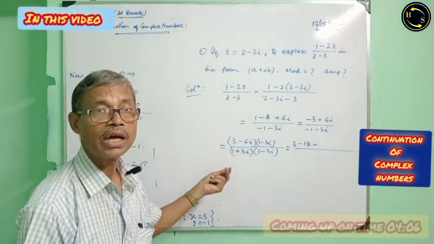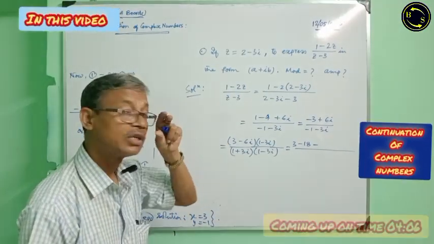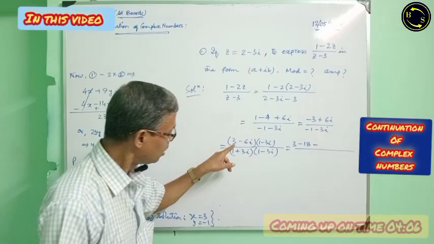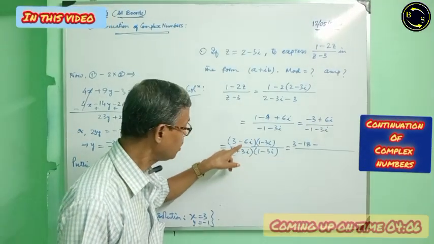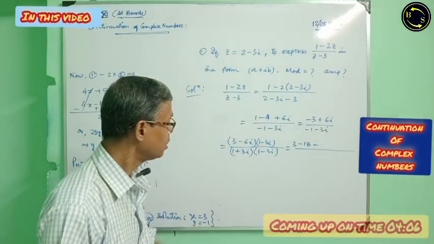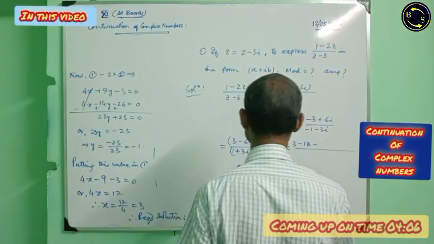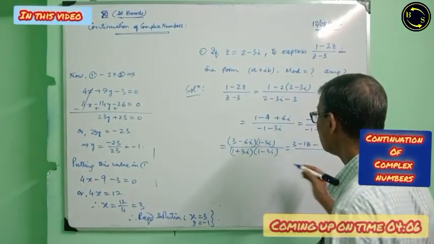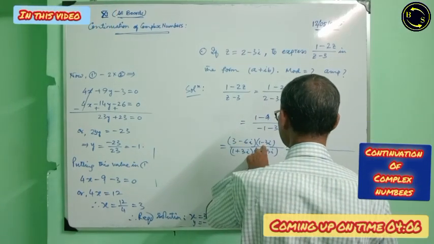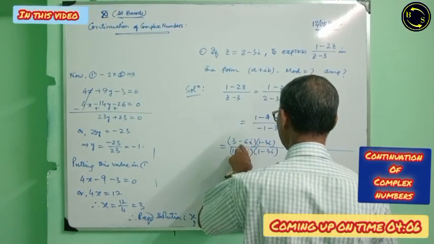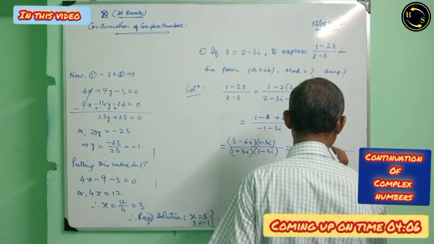Follow the trick I am using. First, I multiply real into real and imaginary into imaginary. Then real into imaginary like this. 3 into minus 3i, minus 9i, minus 6i. That means finally 15i.